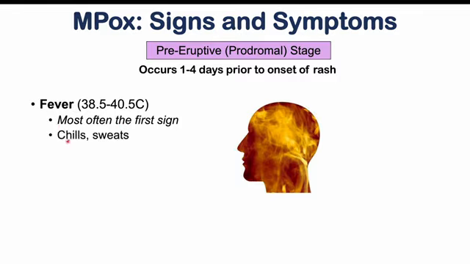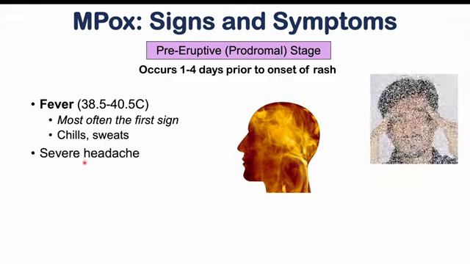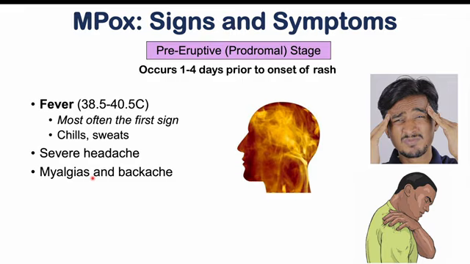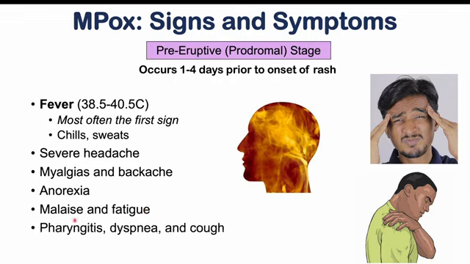And then patients can often have chills and sweats as well. They can also have a severe headache, myalgias and back pain. Myalgias are muscle aches and pains. They can also have anorexia or reduced appetite, so all very common with a viral infection. They can also have malaise and fatigue, so feeling generally unwell and tired. And then they can have pharyngitis or sore throat, dyspnea or shortness of breath, and a cough. So again, very vague and nonspecific flu-like symptoms.